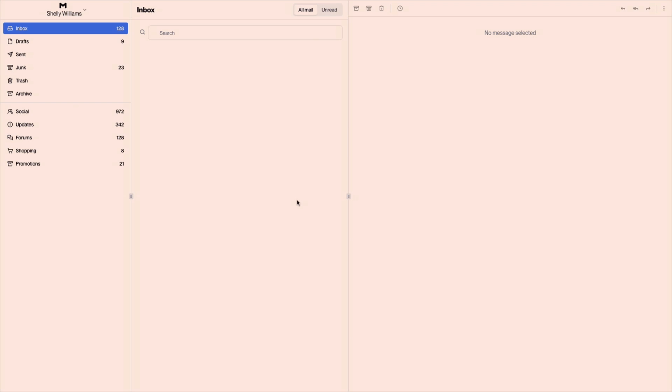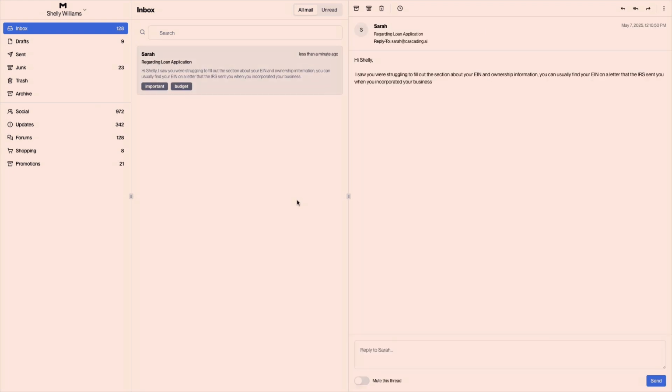When Shelly churns, our AI agent Sarah reaches out the moment that she leaves with messages like, "Hi, Shelly. I saw you were struggling to fill out the section about your EIN and ownership information. You can usually find your EIN on a letter that the IRS sent you when you incorporated your business."